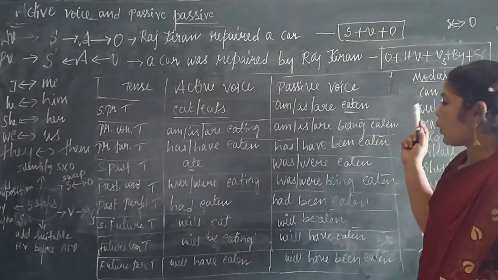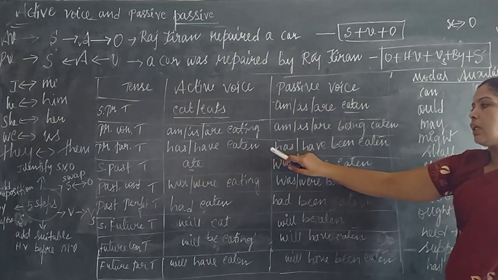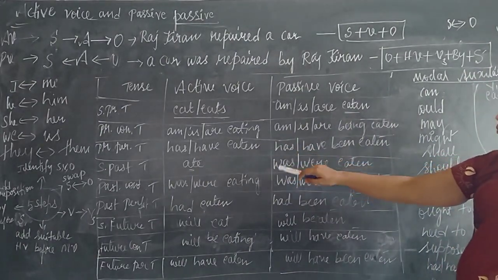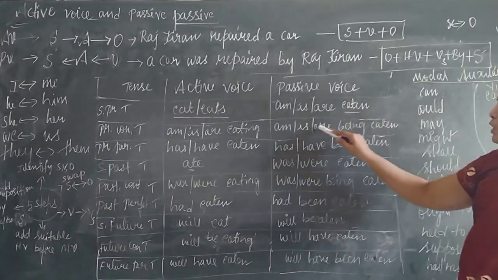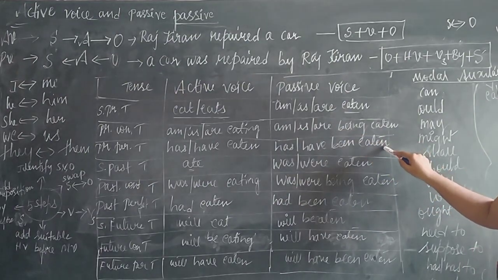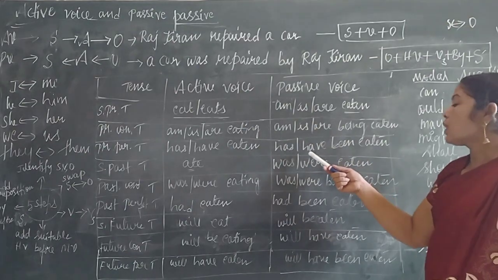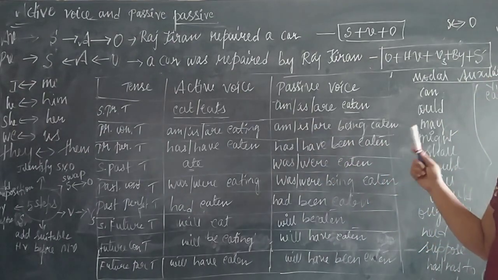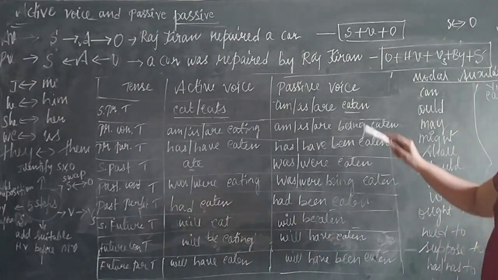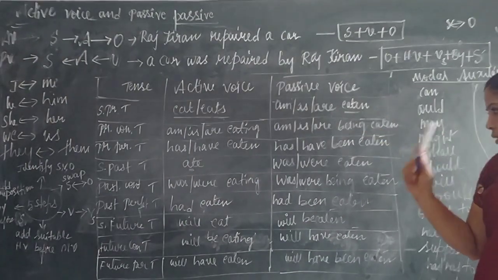In passive voice, if the subject is singular, like he, she, it and any name of the singular, we take has been plus past participle. If it is we, you, they and name of the plural, we use have been plus the past participle form of the verb. This is about the present tense.